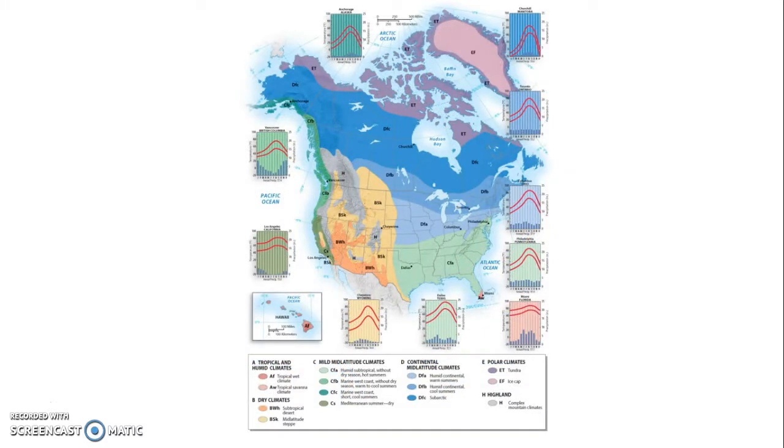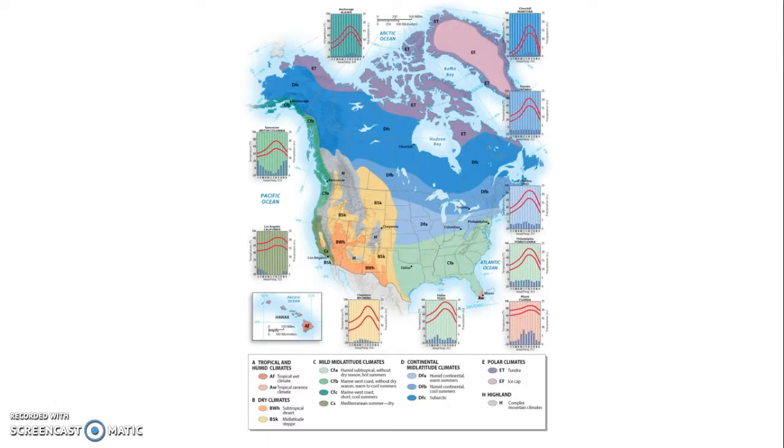Here is the climate of North America. And again, we're using the codes for different types of climates. The A climates are tropical and humid climates, and we really don't have that in North America except for two places, one in Hawaii and one in the very southern tip of Florida. Those are considered tropical climates, but beyond that, there are no tropical climates in North America.